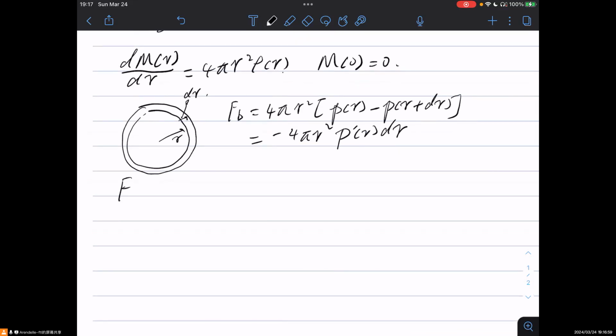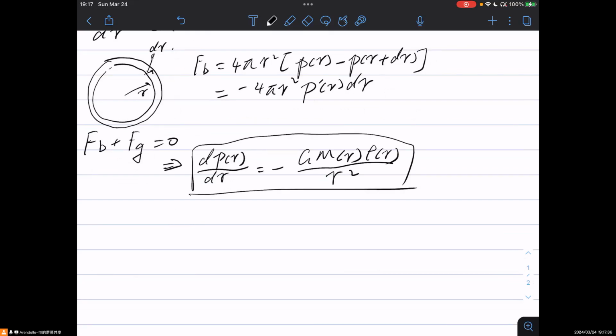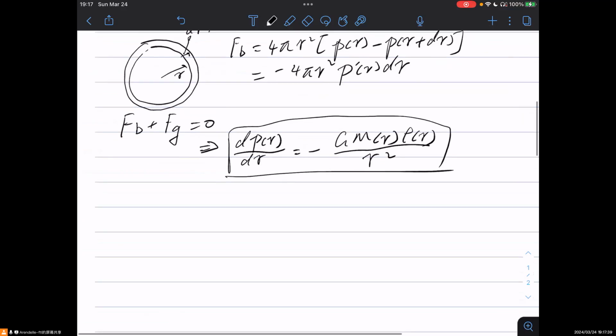And we use the equilibrium condition Fg plus Fb equals 0. Hence we obtain the fundamental equation of hydrostatic equilibrium for stars: dP(r)/dr equals minus G m(r) rho(r) over r squared. This is an important equation which we will use later. Okay.